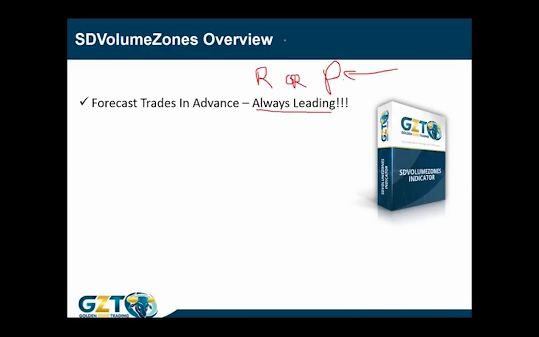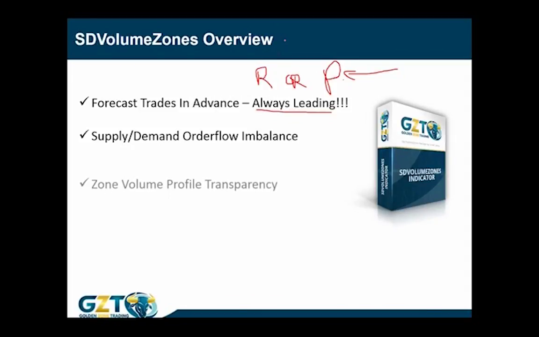Okay, so when we look at supply and demand, what we're doing is we're looking at areas in the market that are identified by not only order flow, but volume profile. And we look for breakouts in volume profile around, and all that fun stuff, right?